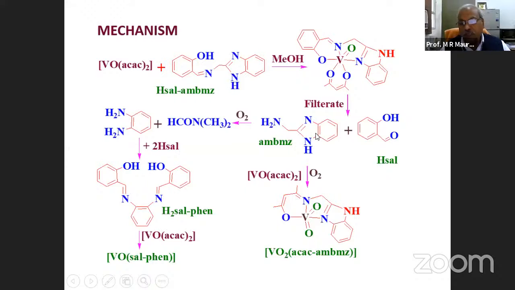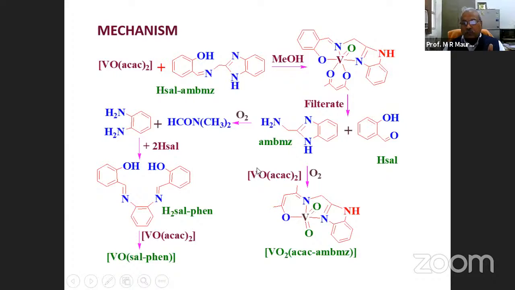And this amine moiety, 2-amino methyl benzimidazole, reacted with the vanadium precursor to give this compound. So it becomes very slowly clear that we are getting decomposition. We are seeing the decomposition of the solution, and this compound we are getting.